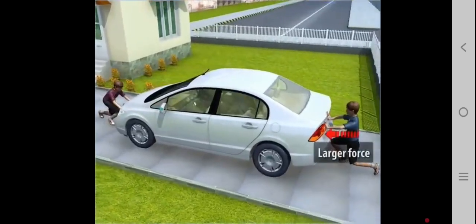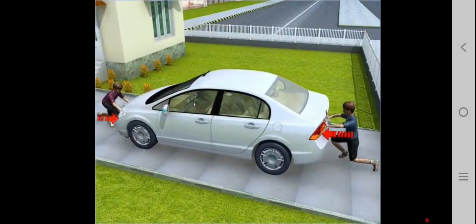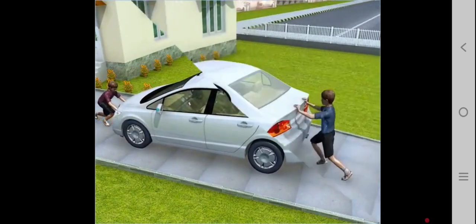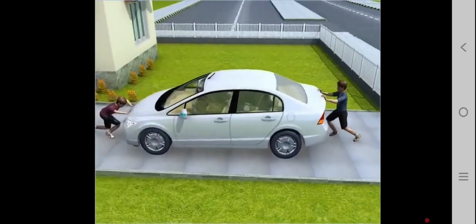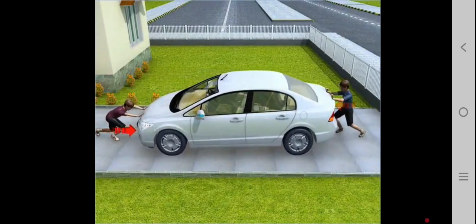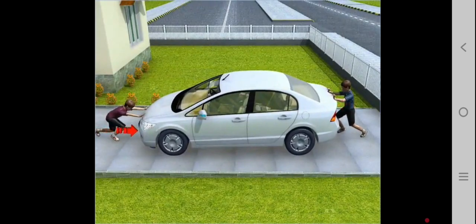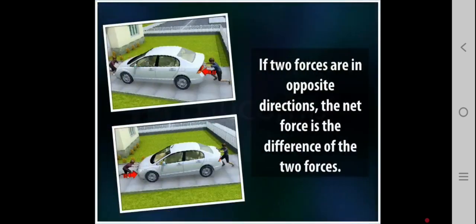Here, if you apply a larger force than your friend, the car moves forward. But if your friend applies a larger force than you, the car moves backward. Thus, if two forces are in opposite directions, the net force is the difference of the two forces.